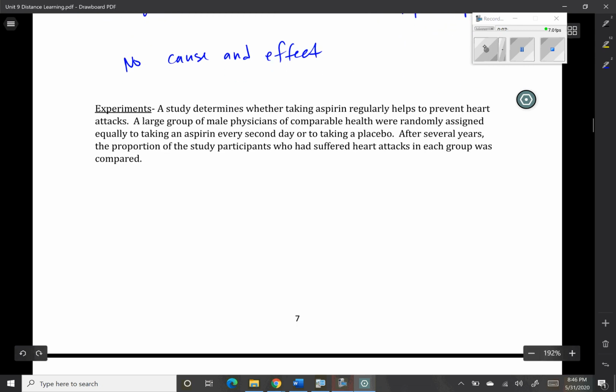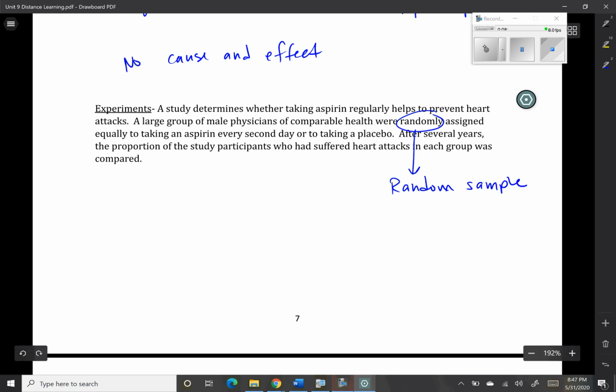The next one is an experiment. Right? Experiment, that's a word we know. Think of science. If I'm doing an experiment, I'm testing something. I want to see, does this change something? And that's the same thing that happens in a statistical study. So it says, a study determines whether taking aspirin regularly helps prevent heart attacks. A large group of male physicians of comparable health were randomly assigned equally, randomly, so we have a random sample here. As soon as I see the word randomly, I kind of know that we have a random sample.